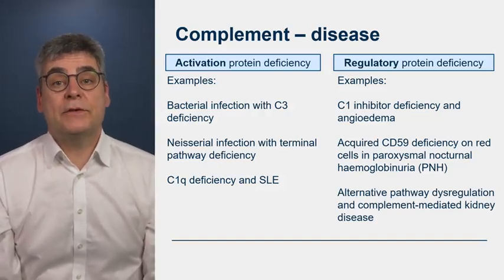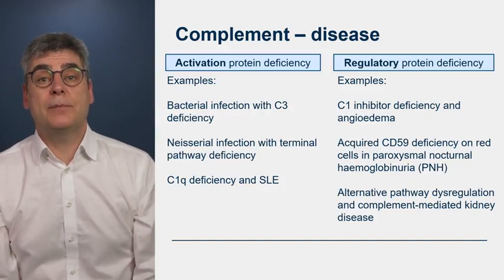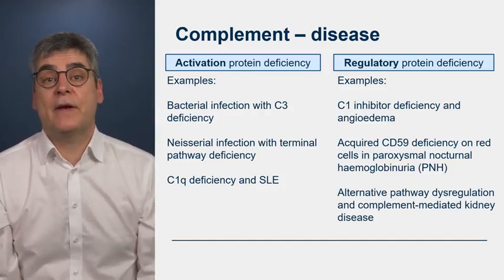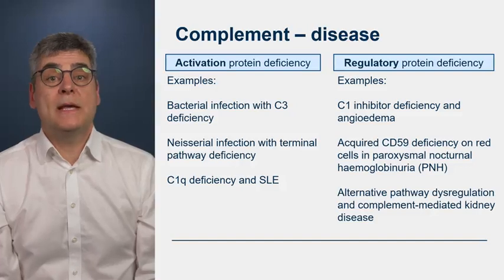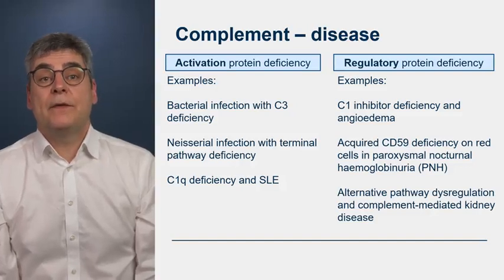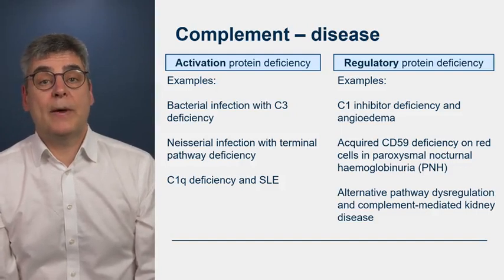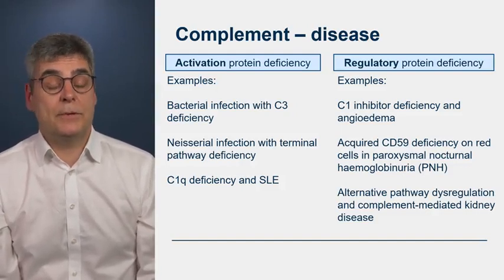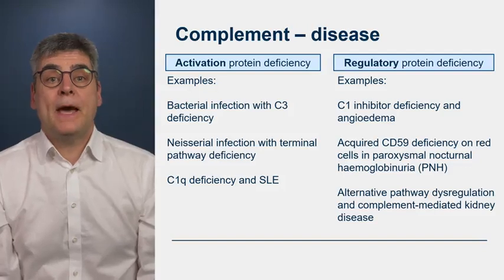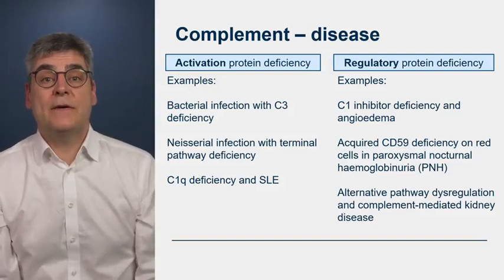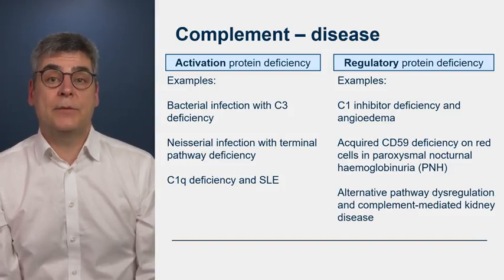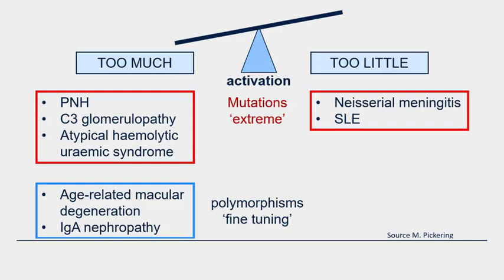And there is a strong association between abnormalities in the alternative pathway, for example defects in factor H, and complement-mediated kidney diseases. These include a glomerular disorder driven by abnormal C3 deposition, termed C3 glomerulopathy, and a glomerular disorder driven by C5-dependent thrombosis, termed atypical hemolytic uremic syndrome. Note that these are rare deficiency states, which are driven by mutations and which result in extreme complement dysregulation.